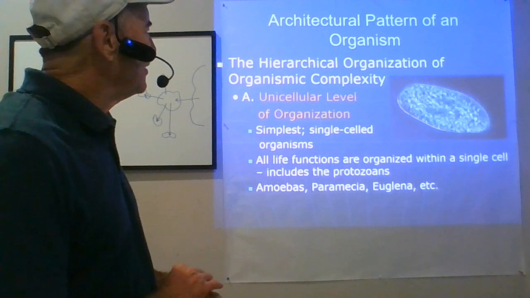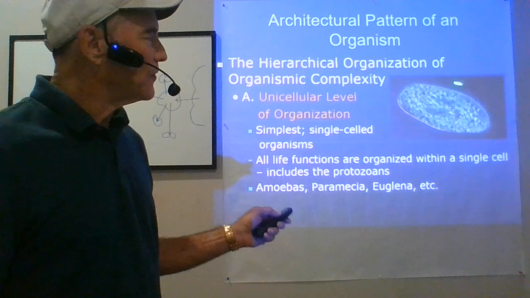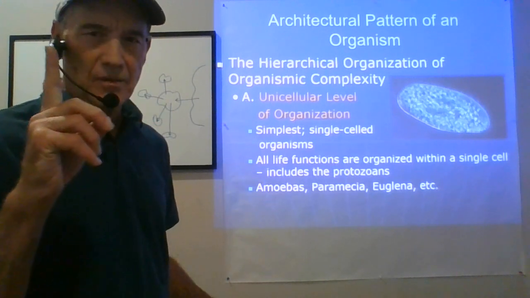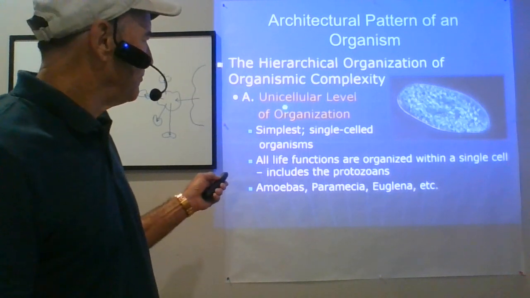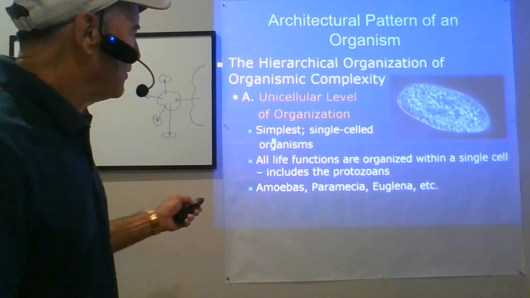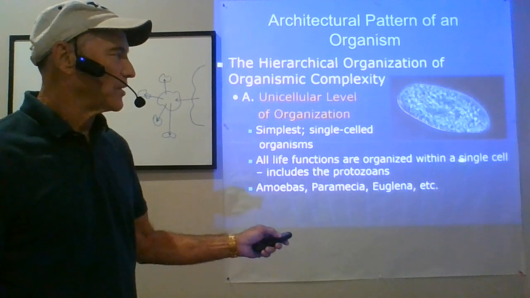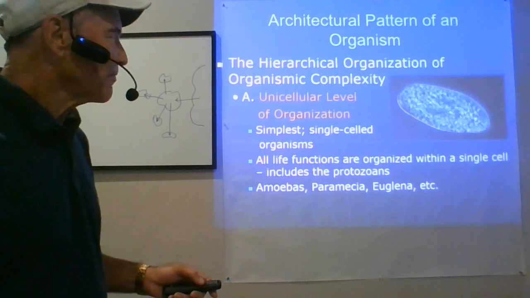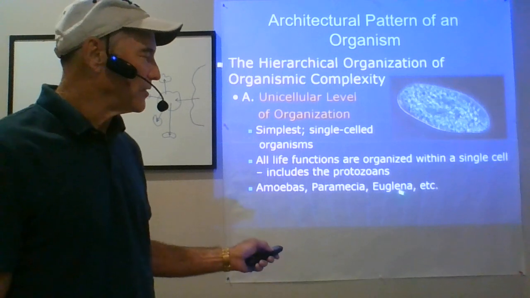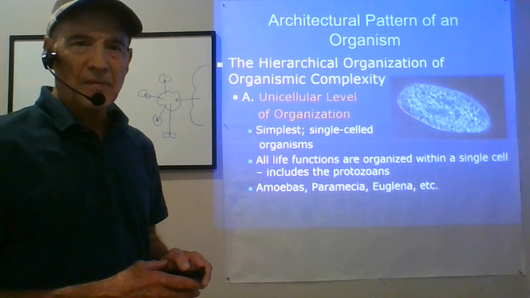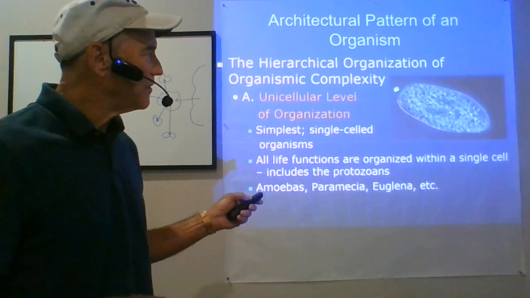All right, let's see the complexity of these organisms. Well, a lot of them are just plain one cell. The whole organism is one measly cell, unicellular, like a unicycle. Simplest single-celled organisms. All life functions are organized within a single cell. This includes the protozoans, like that one. Amoeba, paramecia, euglena, those guys you probably saw in high school biology. What is this one? See the cilia there?